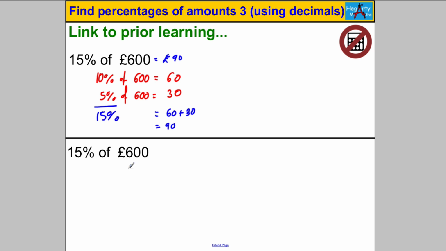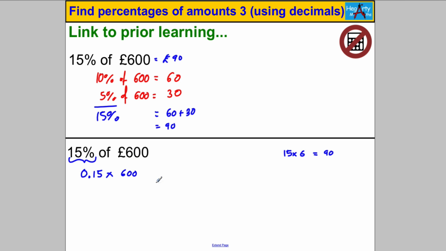But I did say at the end of the last video there's a way of using decimals to do this. So 15% is the same as 15 out of 100, or 15 divided by 100, which is 0.15. And we could have worked this out by doing 0.15 multiplied by 600. Now, if you want to work that out in your head without a calculator, I do the related calculation 15 multiplied by 6. Now 15 multiplied by 6 is 10 sixes add 5 sixes. 10 sixes are 60, 5 sixes are 30, so that would be 90.